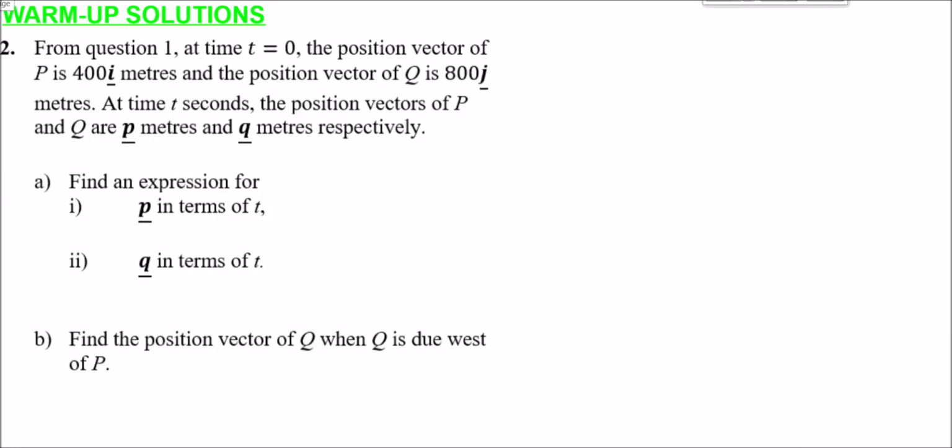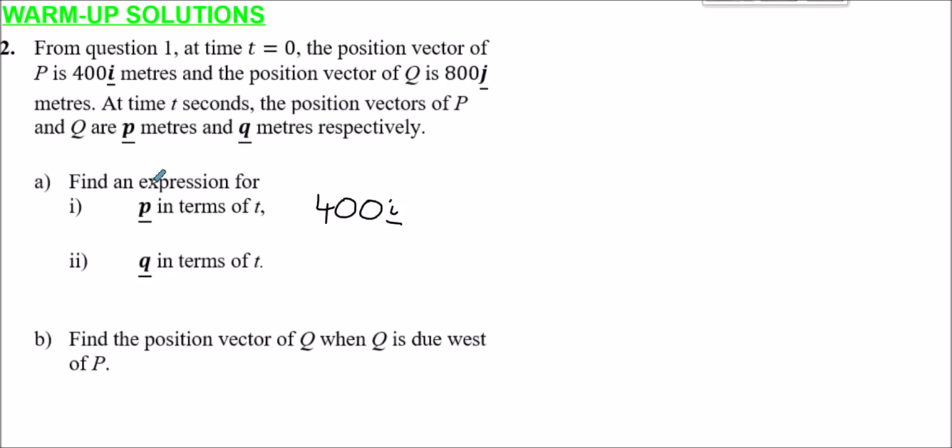Next one, question 2. Again, using what we had from question 1, at time t equals 0, the position vector of P is 400i meters, and the position vector of Q is 800j meters. After time t, the position vectors of P and Q are p and q respectively. First of all, we need to find an expression for p in terms of t. So P is going to be starting off at 400i. But for every 1 second that goes along, P is moving a bit.